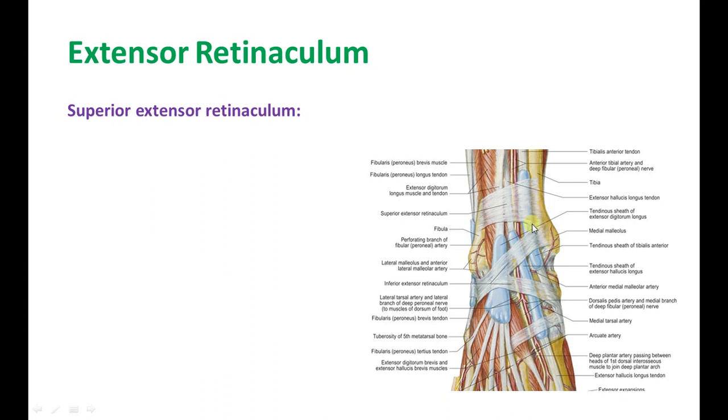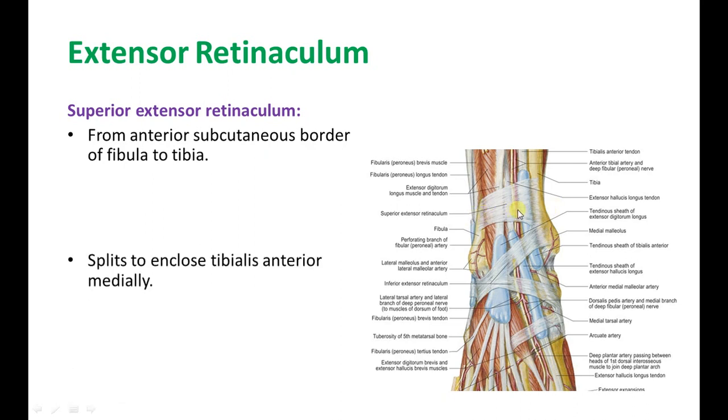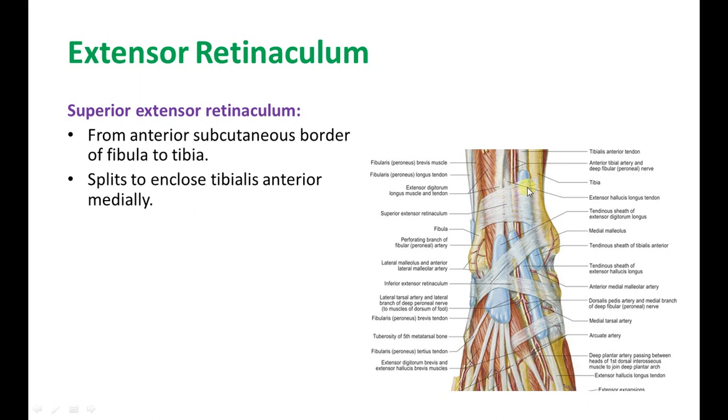It extends from the lower part of the anterior border of the tibia to the lower part of the anterior border of the fibula. So that is the extension of the superior extensor retinaculum. It splits to enclose the tibialis anterior. Sometimes they say the tibialis anterior pierces the superior extensor retinaculum, and you are able to see the tibialis anterior is within its synovial sheath.